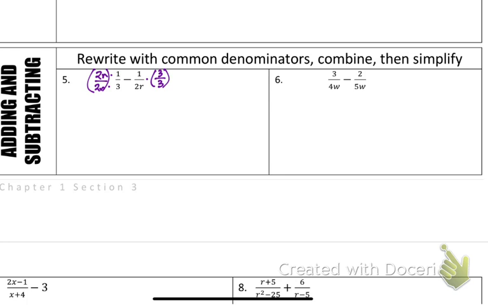Okay, so that's going to give me 2r over 6r minus 3 over 6r. Bam, sis. We have a common denominator. If it doesn't come out as a common denominator, you did something wrong. All right, continuing on. Move the negative to the top because when you subtract, you smush together your denominators. You should just have 6r on the bottom. On top, we're going to have 2r minus 3 over 6r.